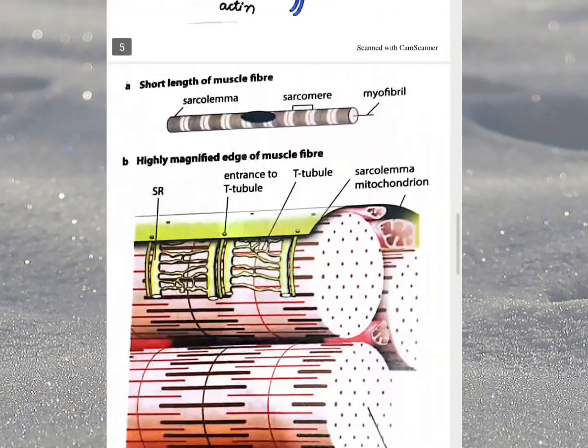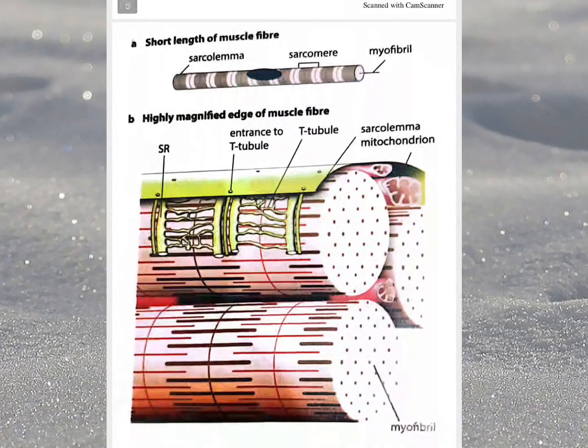Now we have further diagrams you can see in your course book. So this is one complete muscle fiber. Now when we see the structure, then you can find out that it has a sarcomere, and as I have mentioned, in the sarcomere the two light regions and one dark region is present, and sarcolemma is present in the muscle fiber. Sarcolemma is what? The cell membrane. Cell membrane of the muscle fiber is known as sarcolemma.